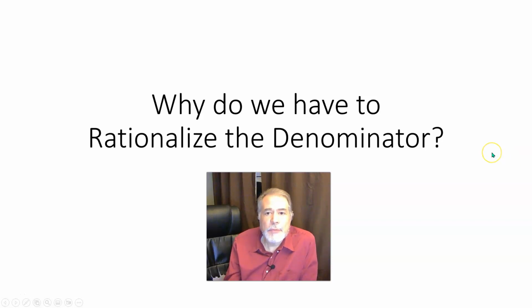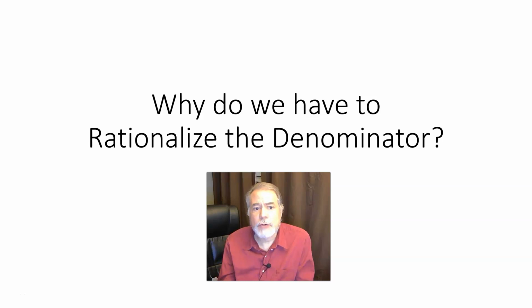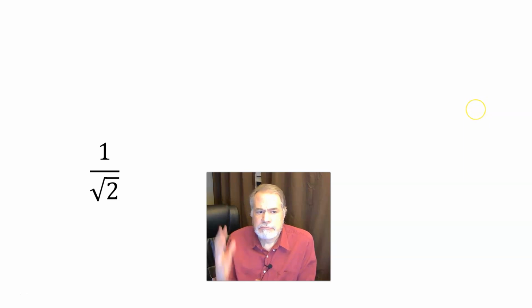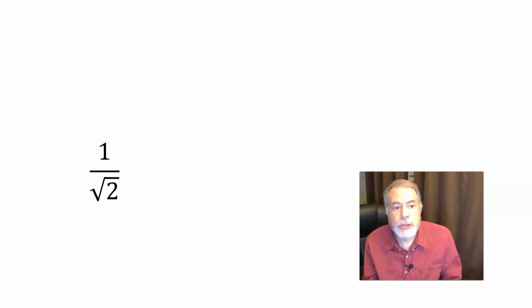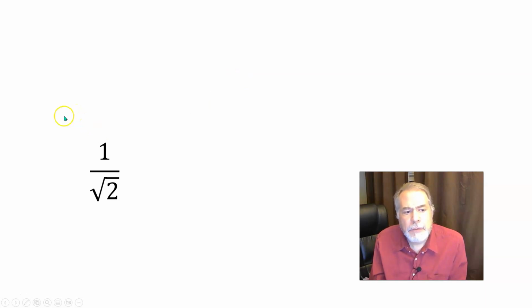Hello. In this video, I'm going to try to answer the question, why do we have to rationalize the denominator? What's the point? So, to explain what I mean, look at this expression here, 1 over the square root of 2. Now, if you've learned about radical expressions like this, you may, depending on who you had for a teacher or what book you were using to learn from, you may have learned that there's something wrong with an expression like this that has a square root of something in the denominator.